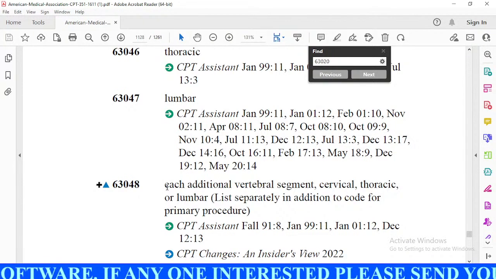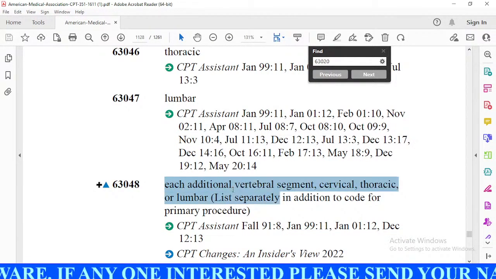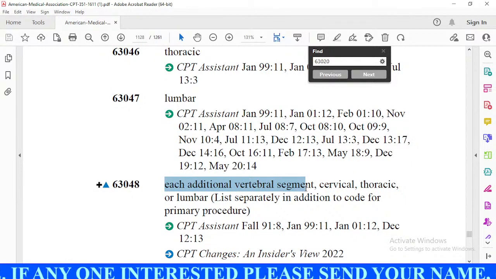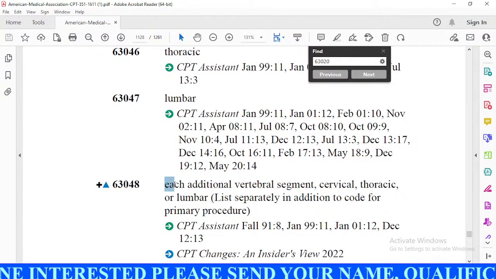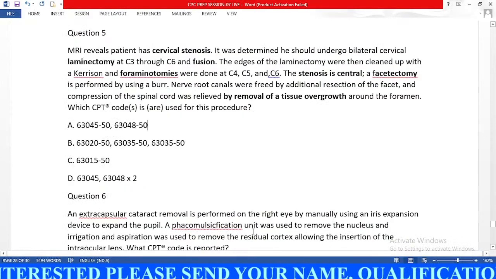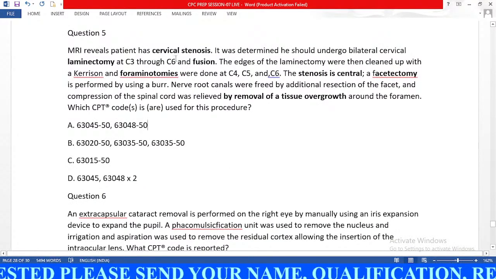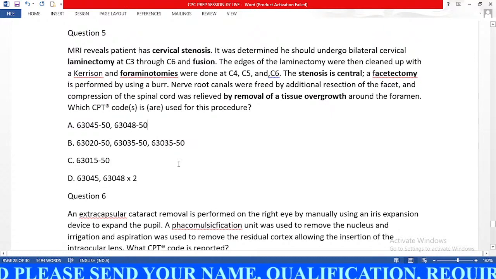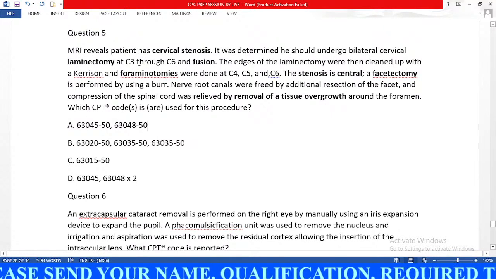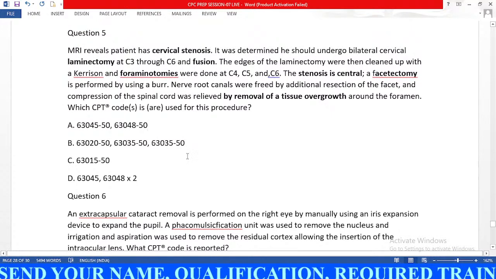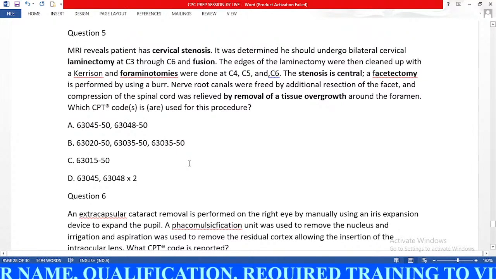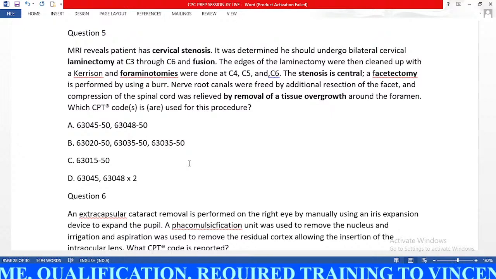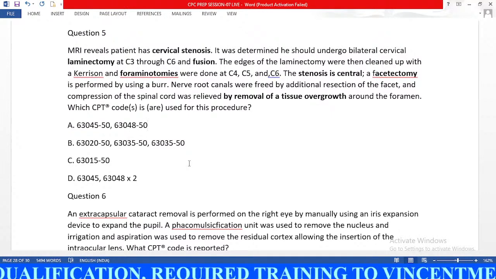The code description contains each additional vertebral segment, not for multiple segments. Each means we need to code multiple codes. If the physician performs C7 also, how do we code that one? If the physician performs C3 to C7, how do we code? Same scenario but levels are different. Just write in the chat box. So first of all you need to check the.